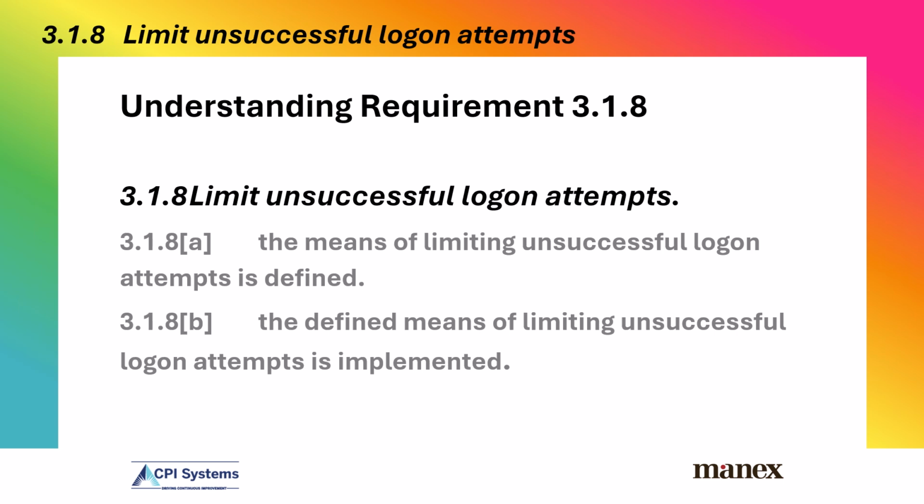Limiting unsuccessful login attempts is about protecting systems from repeated login failures, essentially preventing attackers from guessing passwords by trial and error. This is called a brute force attack, and this control reduces that risk. And remember, not meeting this requirement risks failing a CMMC Level 2 assessment.